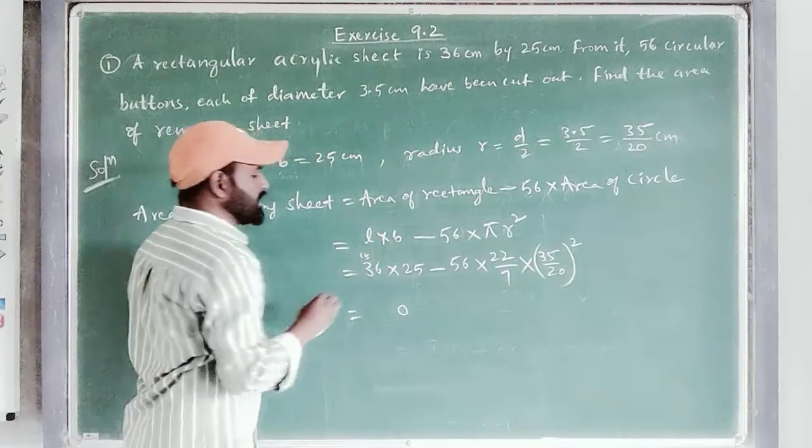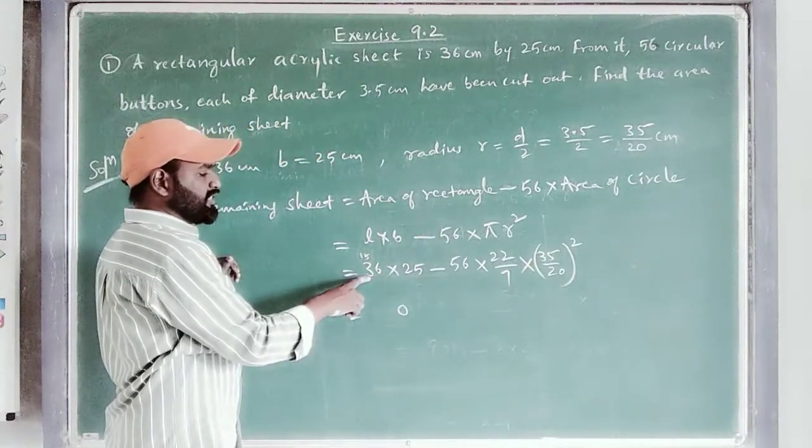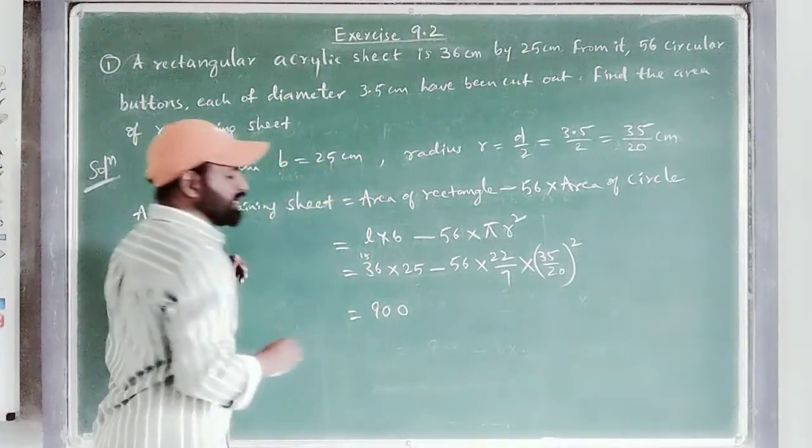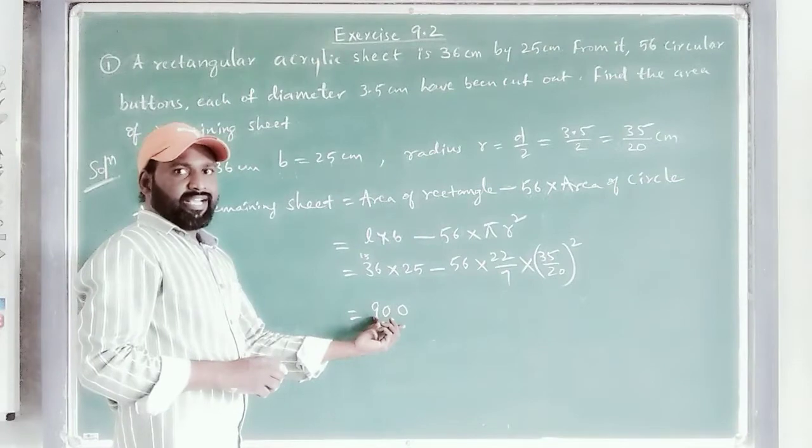50 I will take as carry. Now 25 3s are 75. 75 plus 15, it is 90. So 900. This is the sheet area.